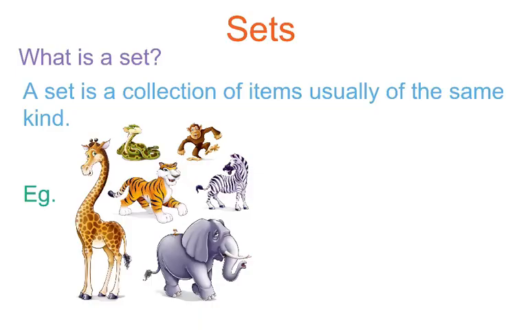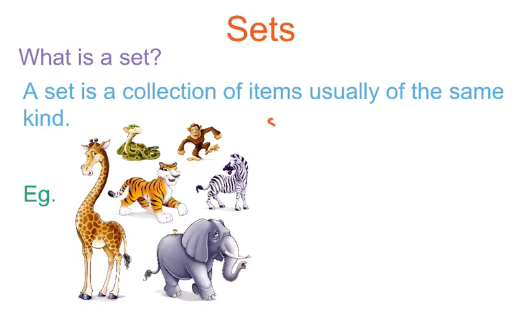Now, today we are going to look at sets. What is a set? A set is a collection of items, usually of the same kind. And in this example, we have a set of animals. So let us name those animals.